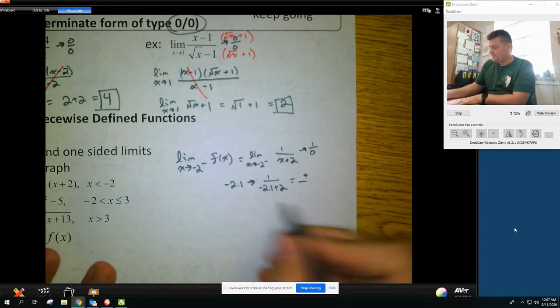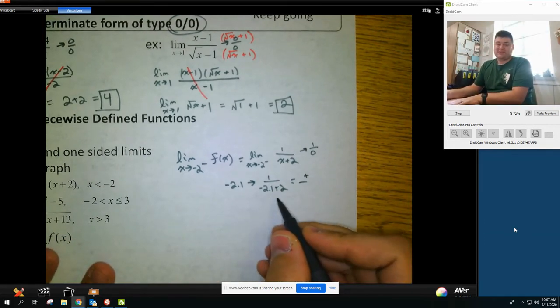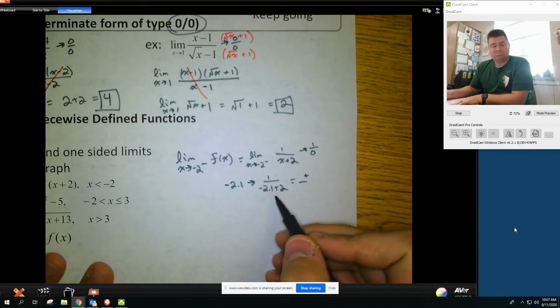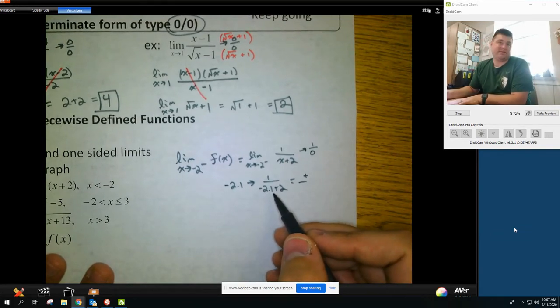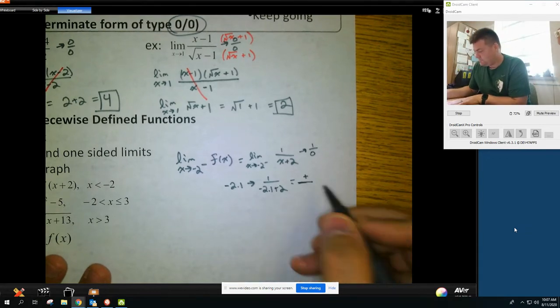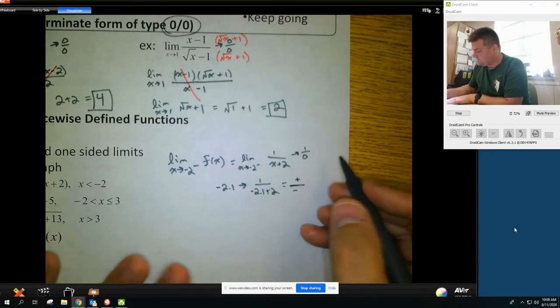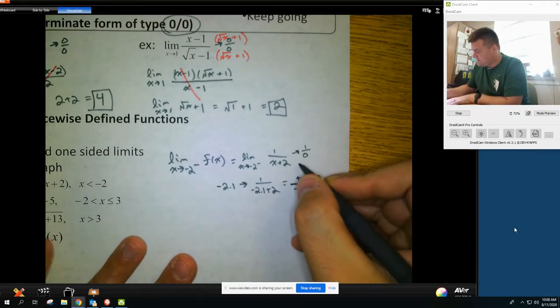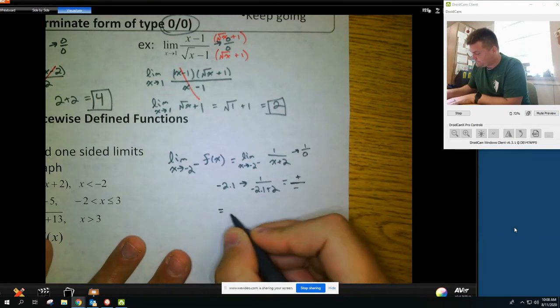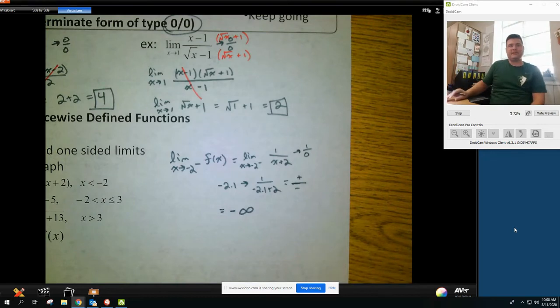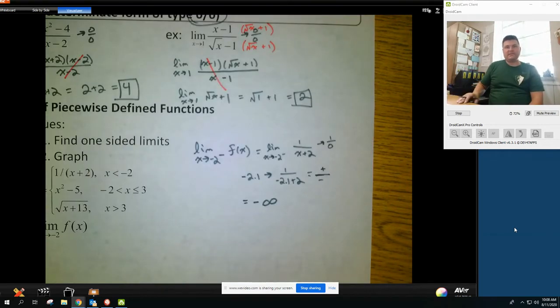The bottom, the reason it's nice to do just the signs, because in case you're not so great in mental math, kind of saves you, right? If you're like, oh, I don't know, but I know it's negative. Well, it is indeed negative. So you're going to get a positive divided by a negative, which is a negative value. So this is going to equal negative infinity. Okay. So that's for -2 from the left.